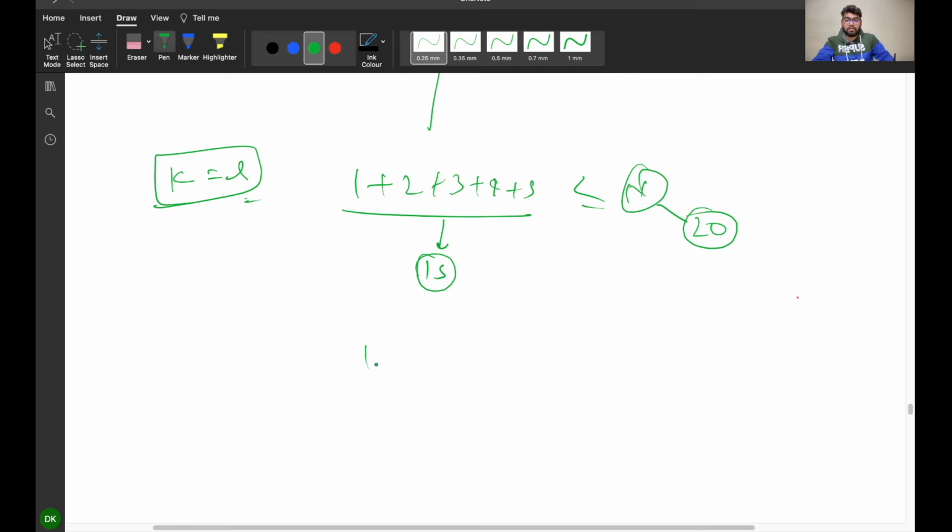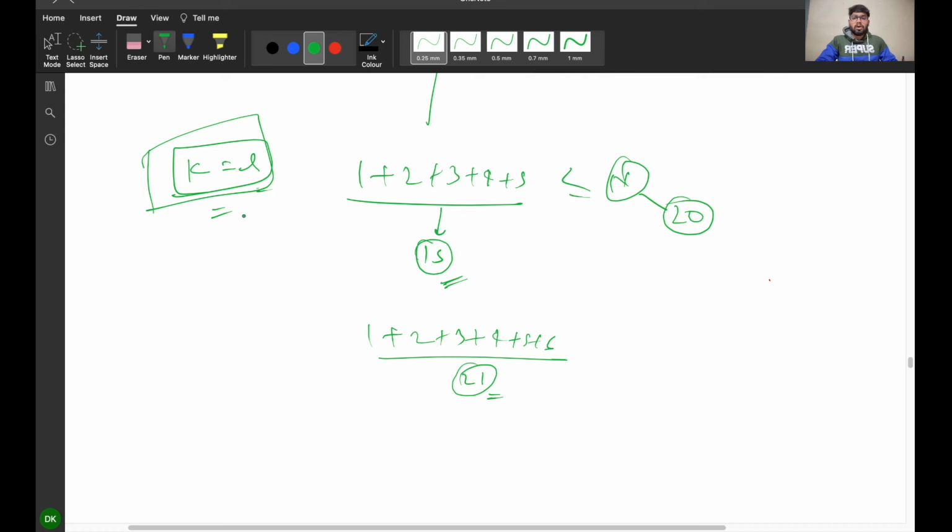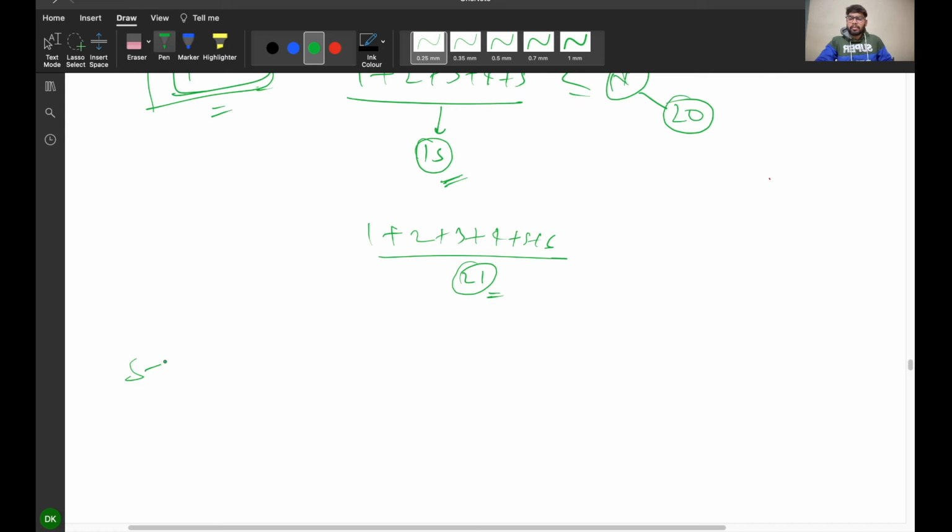Okay, and if I find 1 plus 2 plus 3 plus 4 plus 5 plus 6, this will become 21, which is just greater than n. So here we can find our k, and this is a pretty awesome question. Now let's talk about step 4.